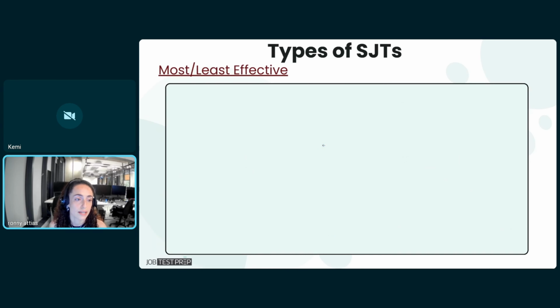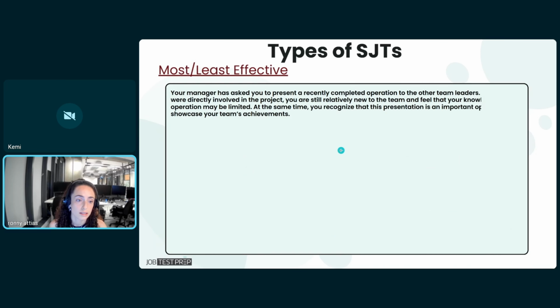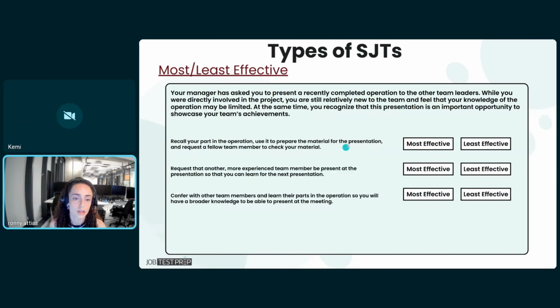The next type of SJTs is most effective and least effective. This type of question, again, resembles some of the personality assessment questions. So in this case, you get a scenario again, and then you have 3 statements, and you have to rate which one you find to be most effective or least effective. Again, in this case, you only rank 2 of the 3 statements, and the third one will remain neutral. Okay, so let's look at this example.